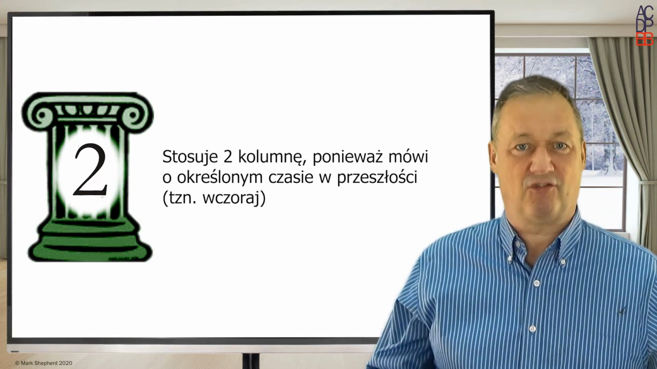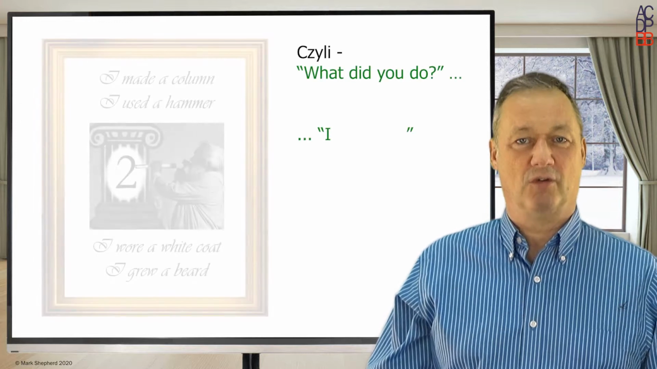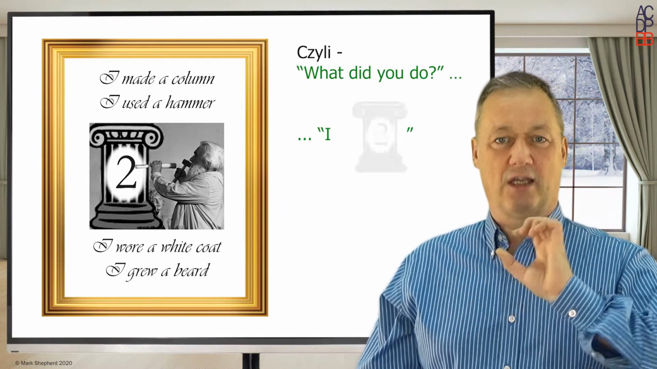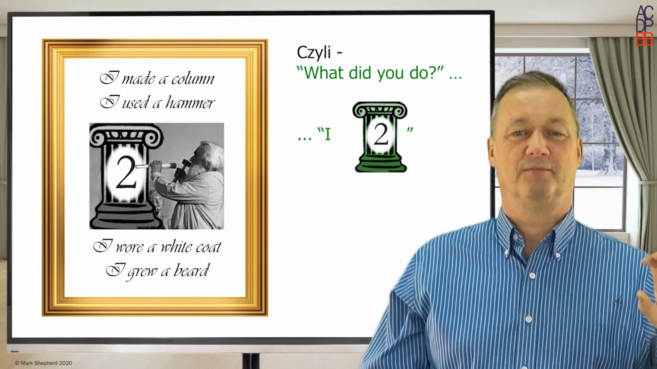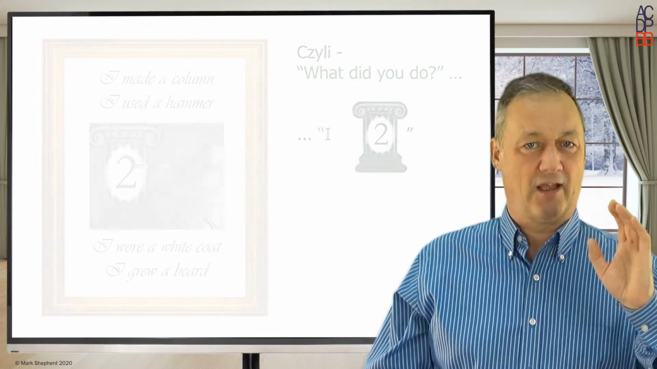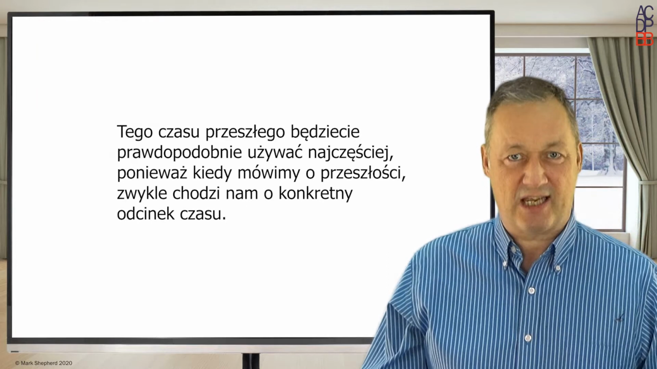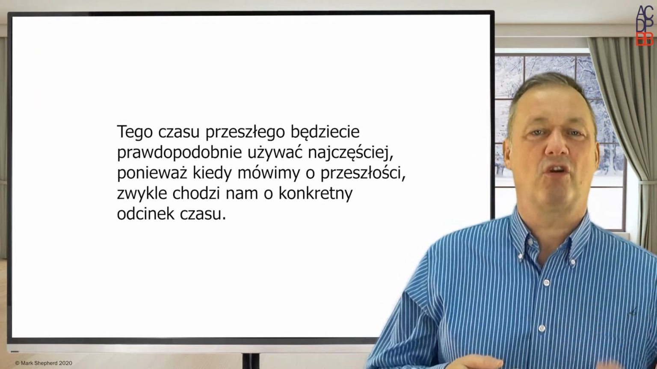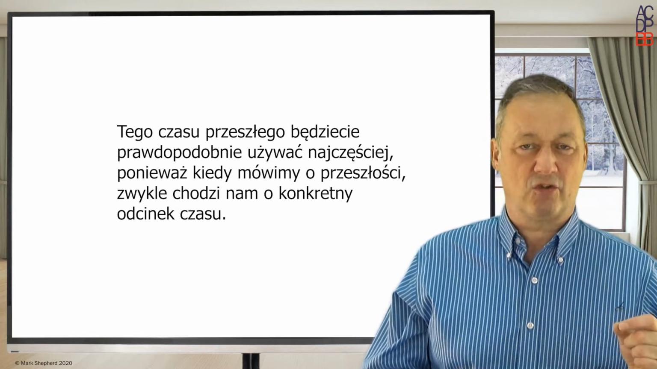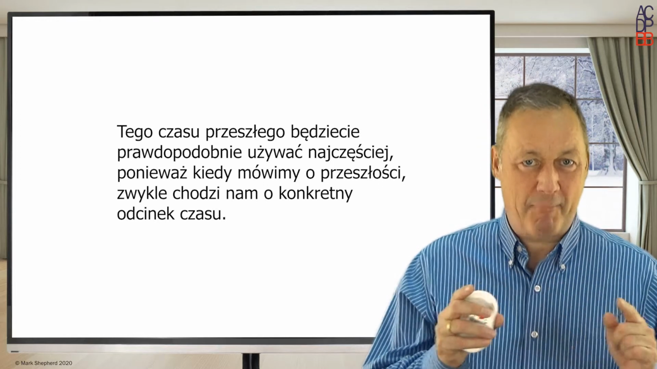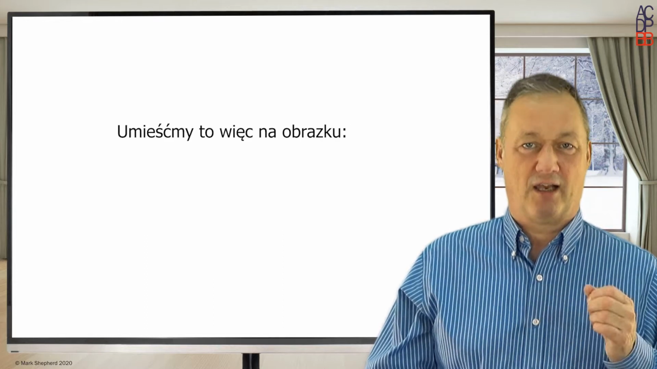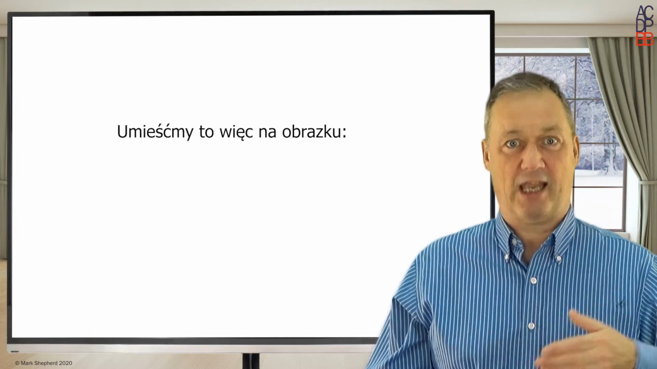That is yesterday. So, what did you do? I, column 2. This is the past tense you'll probably use the most, because when we talk about the past, we're usually talking about a particular period of time. So, let's put this one into the picture.